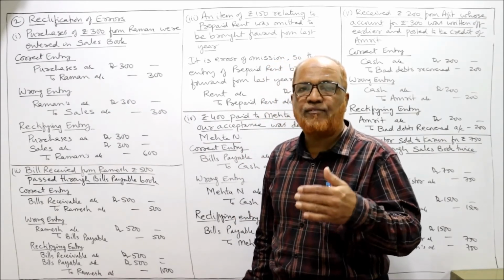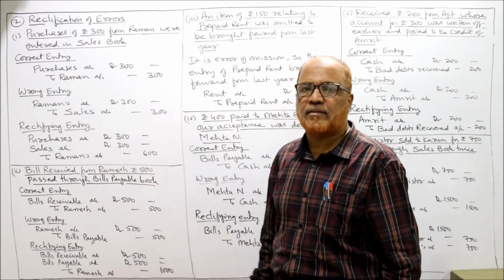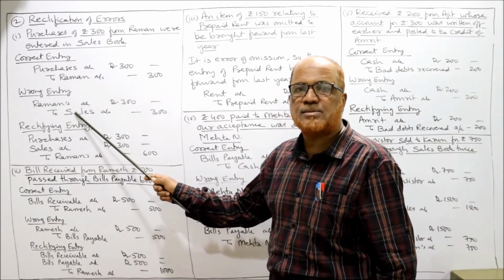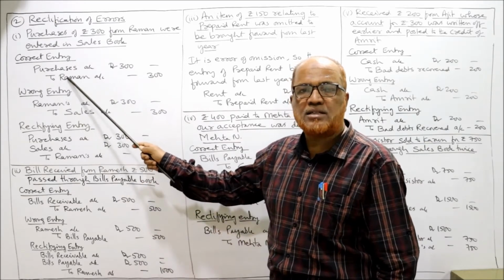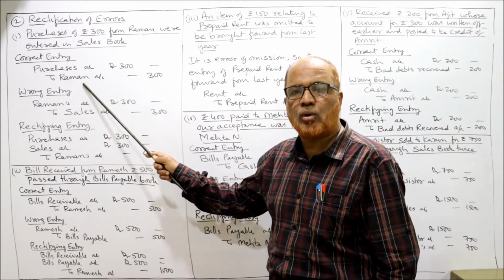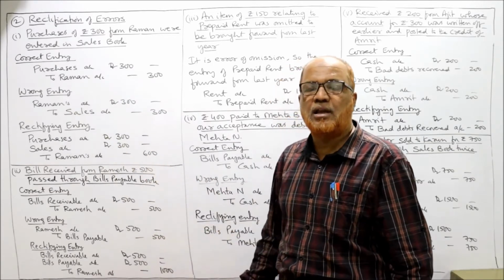So what is the entry for sales? The wrong entry: Raman account debtor to sales. This is the entry he has passed because it was entered in the sales book. The correct entry: purchase account debtor to Raman account. Wrong entry passed, Raman account debtor to sales. Now we have to rectify.